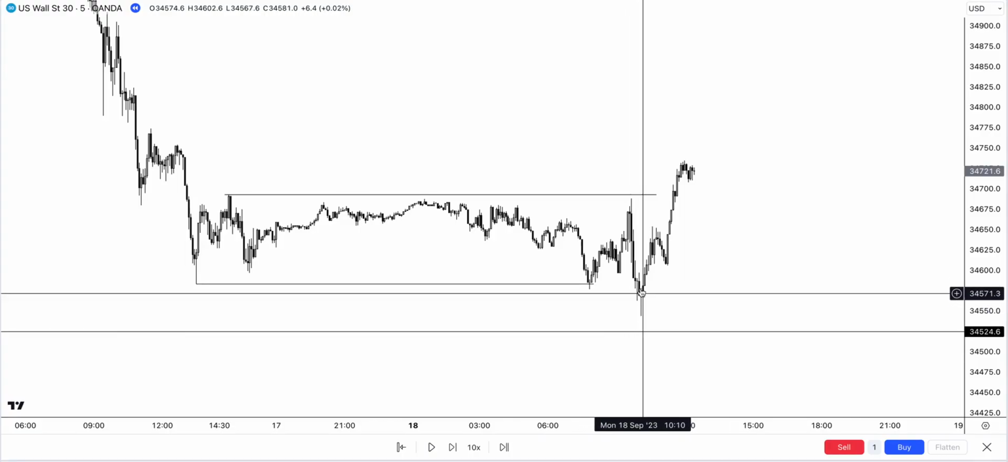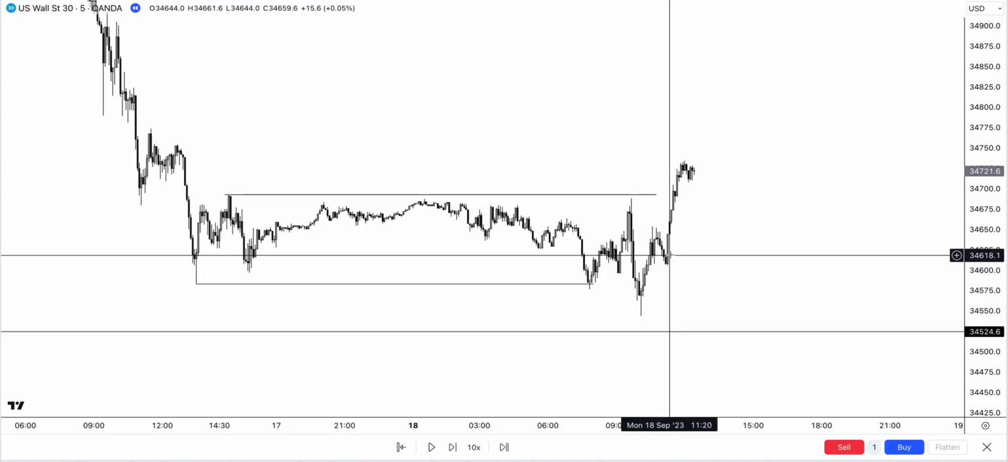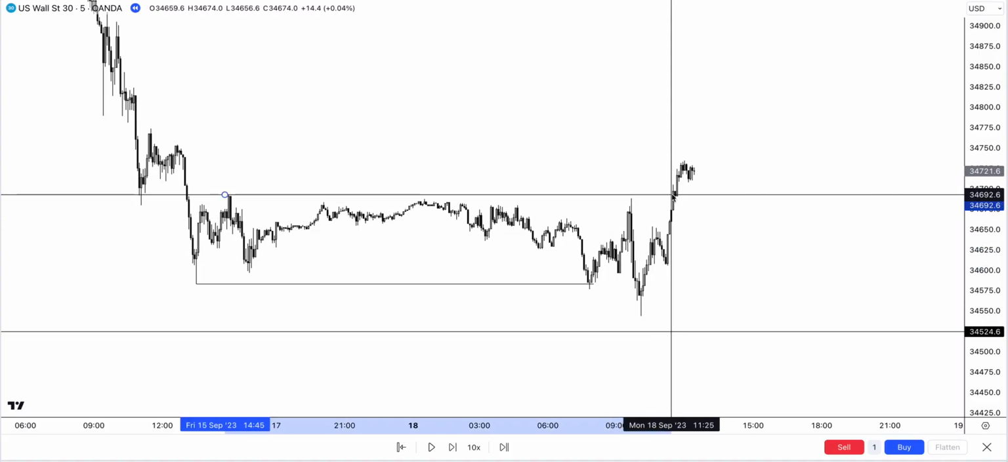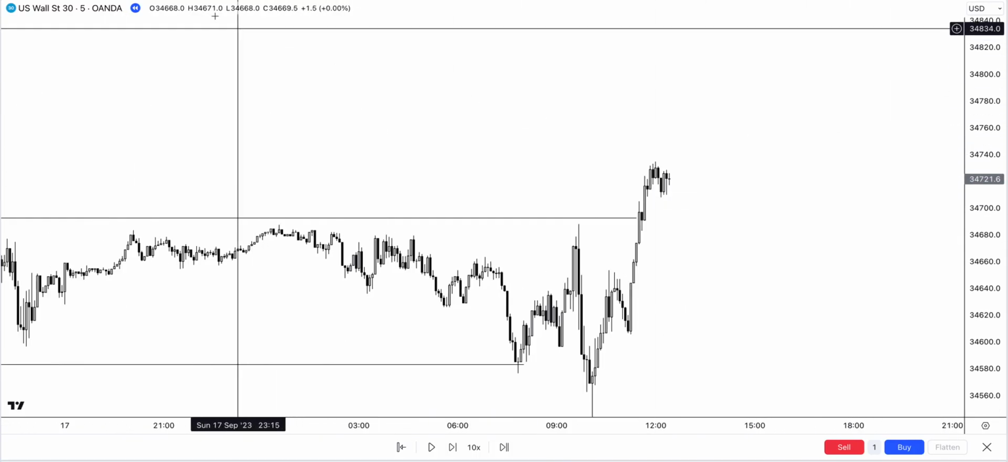Going to the 5-minute here. Price went bullish all the way up, respected the highs inducing sellers, false reaction down, and then bullish move to the upside, clearing all of that liquidity and trapping all of those sellers. Okay, that's the important part here.